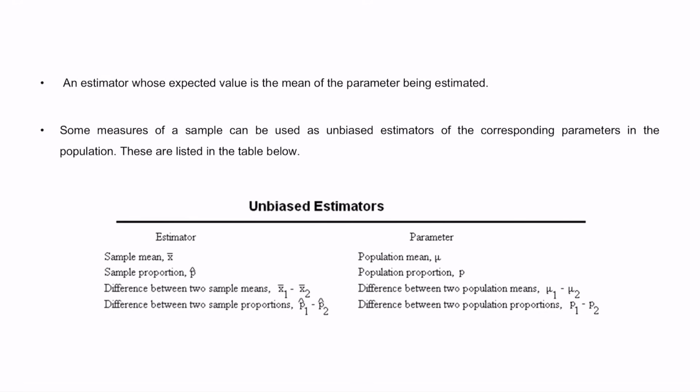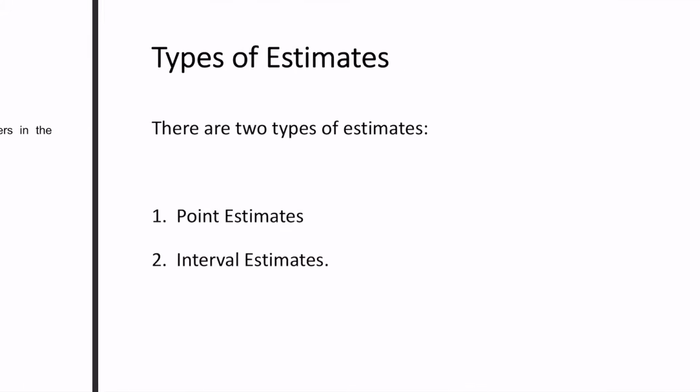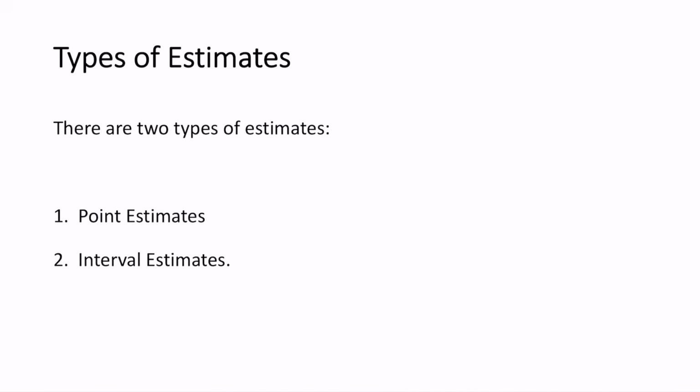Now, what are some of these unbiased estimators? To estimate the population mean, the estimator is the sample mean. To estimate the population proportion, the sample proportion is a good estimator. To estimate the difference between two population means, the difference between two sample means is a good estimator. For the difference between two population proportions, the estimator is the difference of the two sample proportions. So these are some of the common estimators that we use.